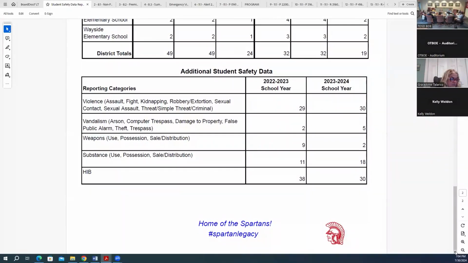Weapons, last year was nine, this year was two. Substance, either use or possession, or sale and distribution, as you see in parentheses: last year we had 11, this year 18. And then you see the total HIBs, 38 last year for the whole year, and 30 for this year for the whole year. Okay, so that is the report.